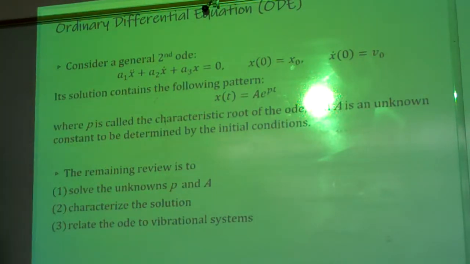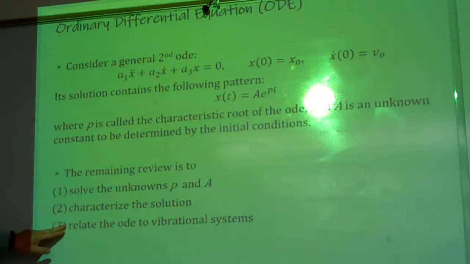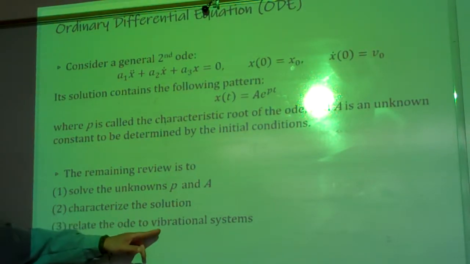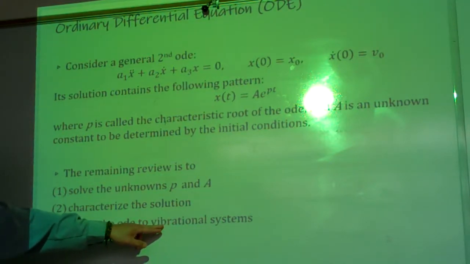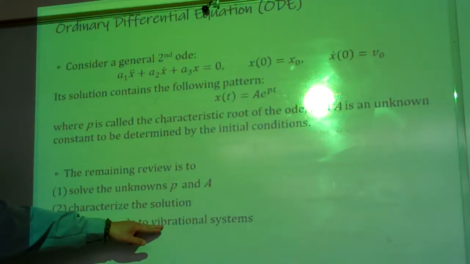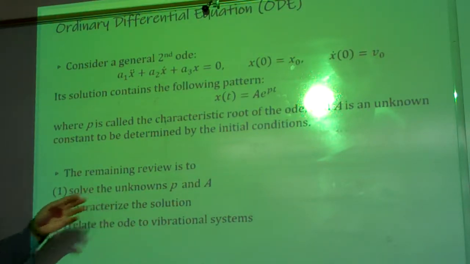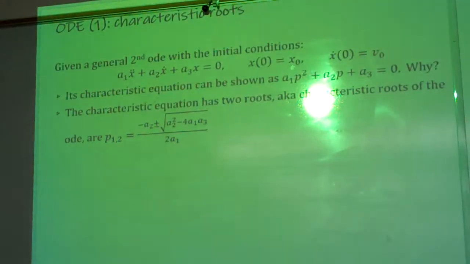Later, we're going to use examples to do that one. And so, relating the ODE to the vibration system, basically here we're going to do the examples, using the free body diagram to form the equation of motion. So that is kind of the outline here.